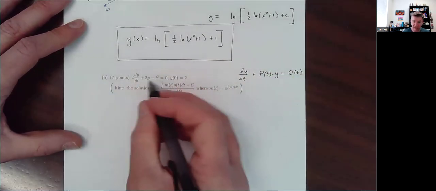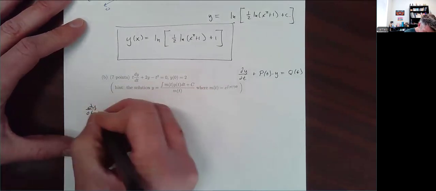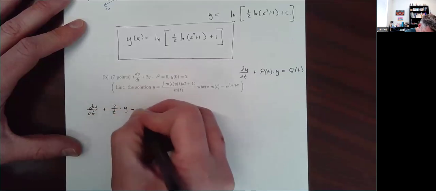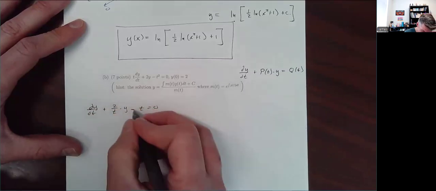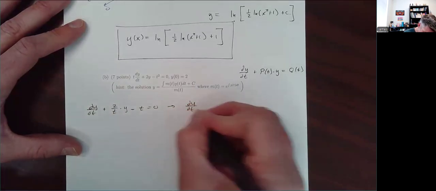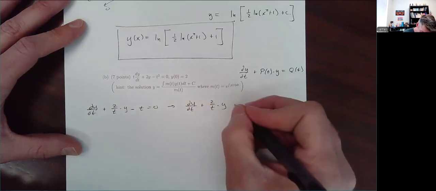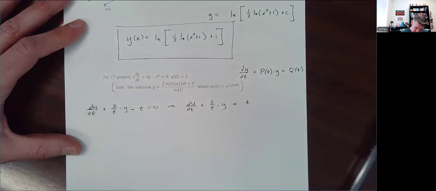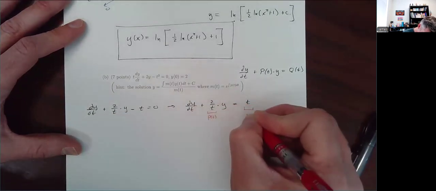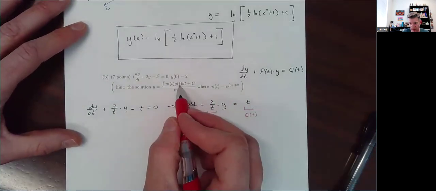So rewriting this, first dividing everything by t, we have dy/dt plus 2 over t times y minus t equals 0. And then bringing this to the other side, we get dy/dt plus 2 over t times y equals t. So here's our p of t, and here's our q of t, or I guess what he would call g of t. Terrible notation.